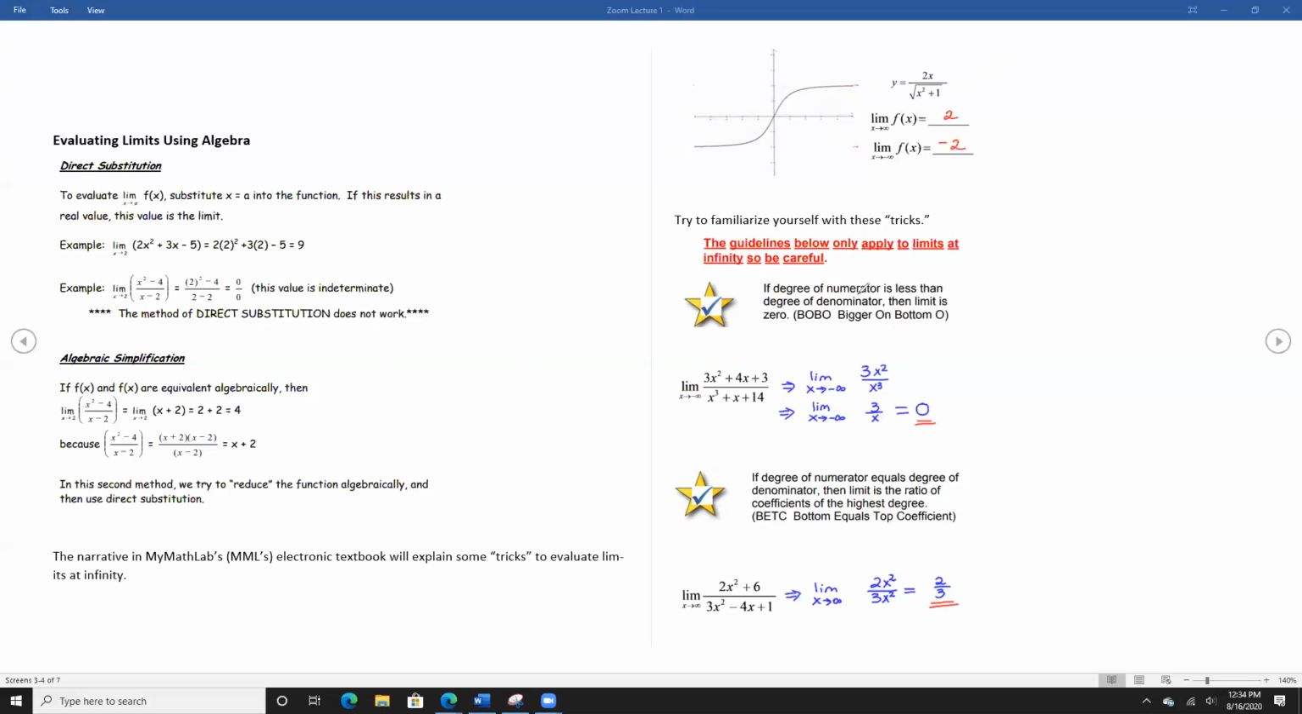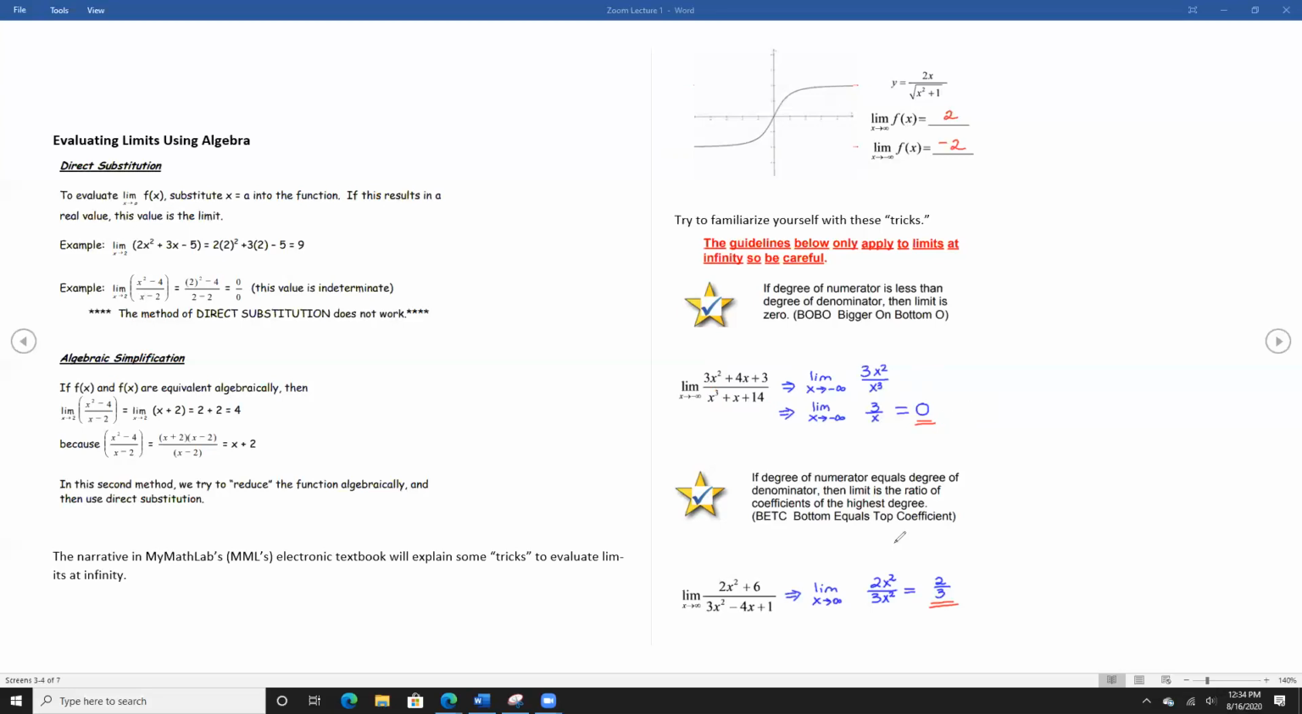Notice that the degree of the numerator happens to be 2, and the degree of the denominator happens to be 3. Well, according to this trick, since the degree of the numerator is less than the degree of the denominator, the limit is 0. That's not a bad trick to memorize. If you get into the textbook, you will see that there are other ways to derive the 0. I just want to show you a couple of tricks here.